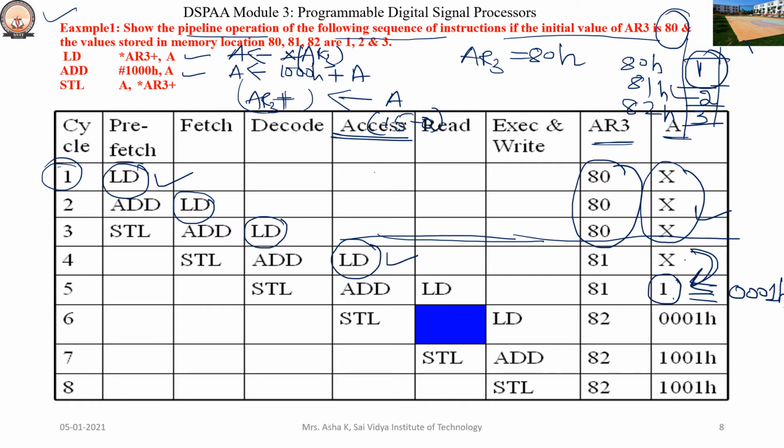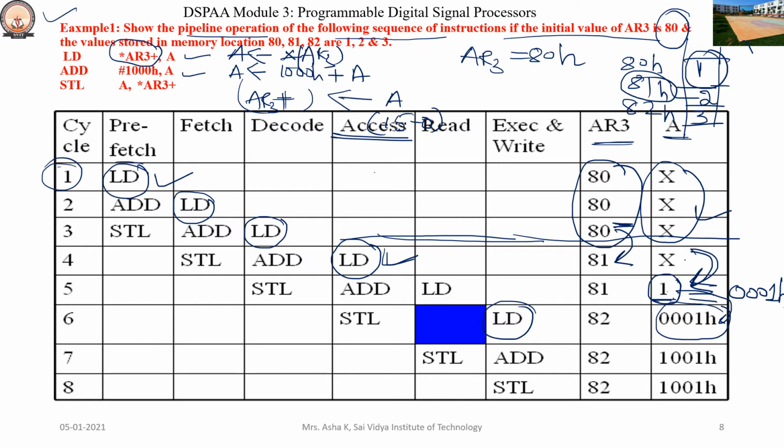In the access phase, the auxiliary registers will be updated. When the auxiliary register is updated in the access phase, initially 80 was the pointer which was pointing at 80, the AR3. Now AR3 is incremented to 81 hexadecimal. Now 81 hexadecimal is the new value of AR3. Similarly, when the load instruction comes to the execute and write stage, we have here 1 hexadecimal changed to 0001 hexadecimal. This is our representation for the addition purpose.